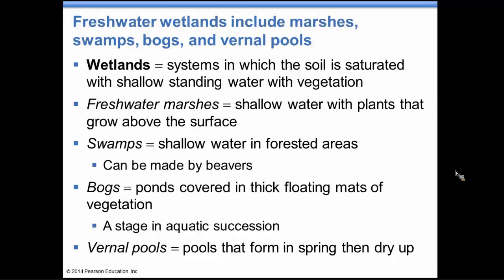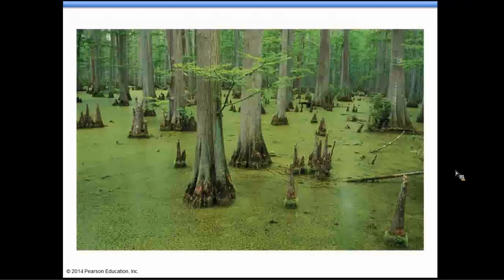And we were talking about beavers being ecological engineers, and here's an instance where they can form an entire swamp, due to their dams. Bogs are ponds covered in thick floating mats of vegetation, and this is a stage in aquatic succession. And then lastly, we have vernal ponds. And here's a picture of, I believe, a swamp. I'm not entirely sure.